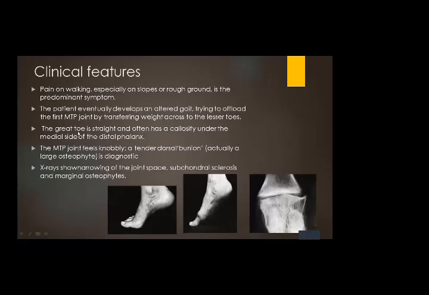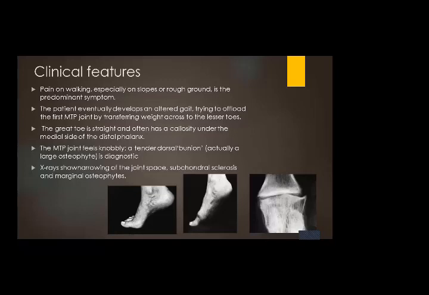Clinical features. As we all know, it's a painful condition. Pain on walking, especially on slopes or rough ground, is the predominant symptom. Patients develop an altered gait, trying to offload the first metatarsal joint by transferring their weight across the lesser toes. It's very common. The great toe is straight and often has a callosity under the medial side of the distal phalanx.